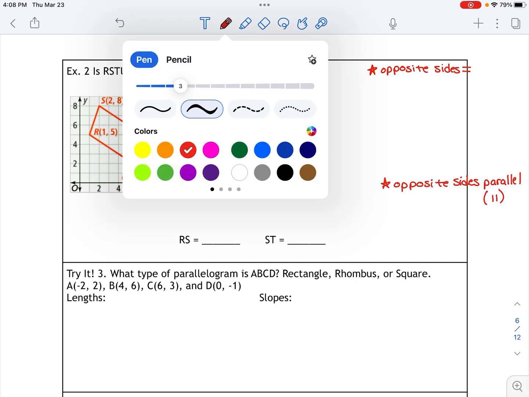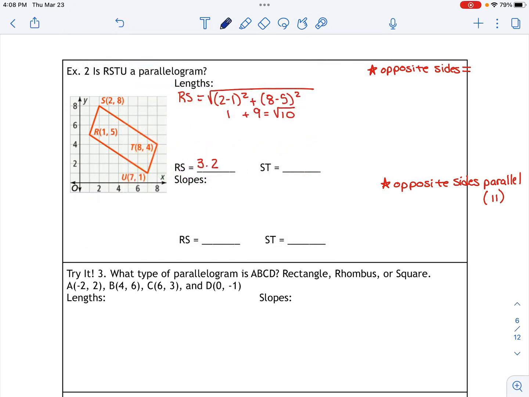Then we'll do ST. If I do the x's, I would do 8 minus 2 squared, plus the y's, 4 minus 8 squared. 6 squared is 36. 4 minus 8 is negative 4, but when you take a negative times a negative, you get positive. So positive 16 equals the square root of 52. And that is about 7.2. So we want to see if we do the other two, if they come out the same.